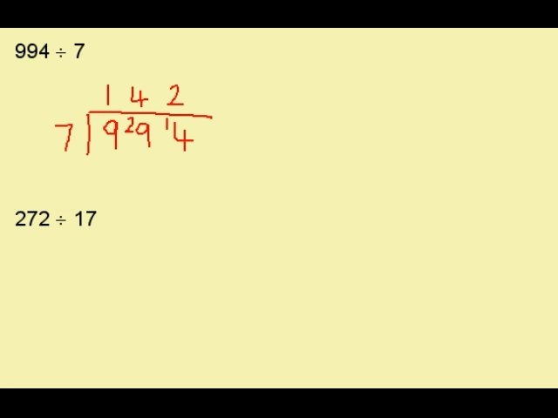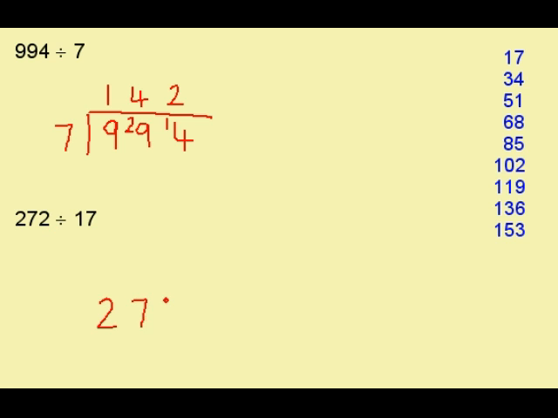I'm going to do this question in exactly the same way. The first thing I need to do is write out my 17 times table. Even though writing out this times table takes some time to do, it's worth making sure you've got it absolutely right because it will help a lot when you come to do the question. We put the 272 in a bus shelter. The 17 goes outside the bus shelter.